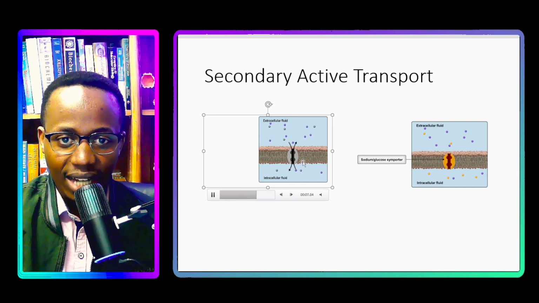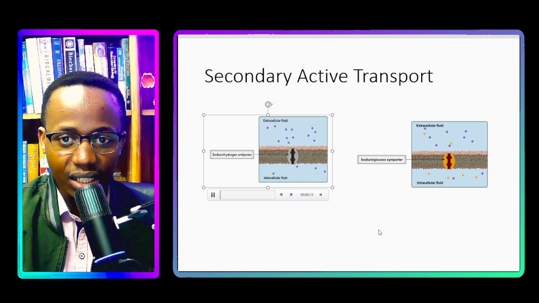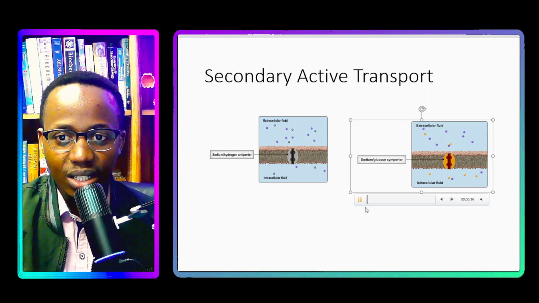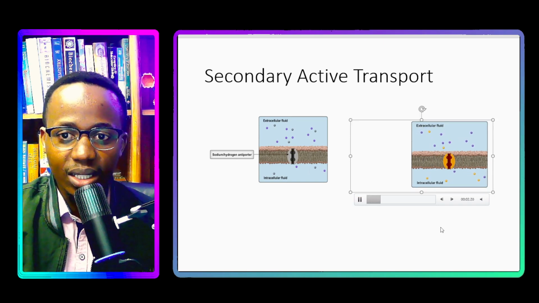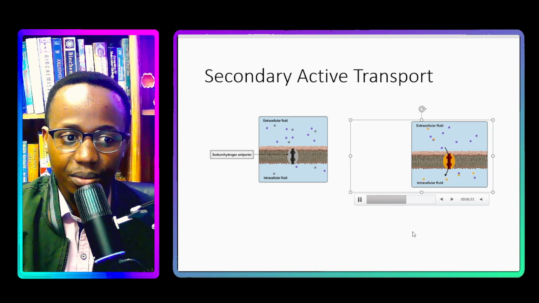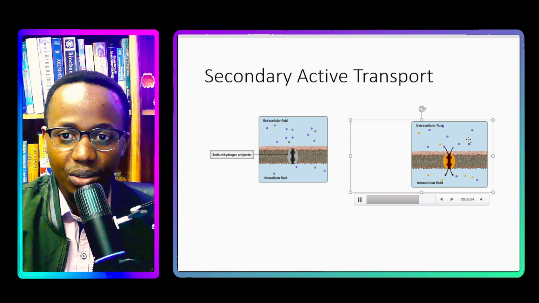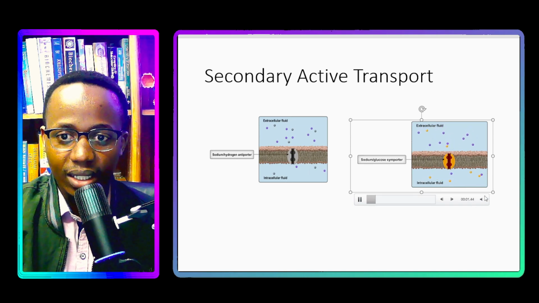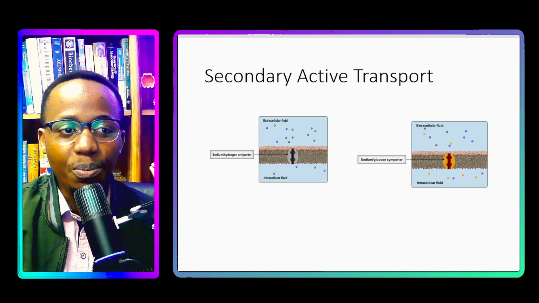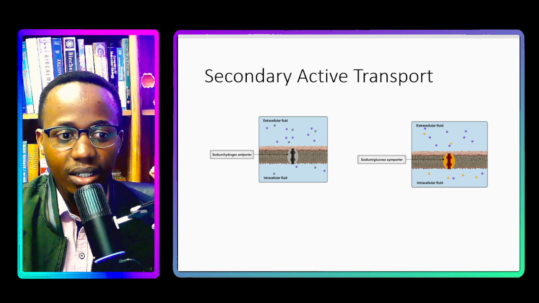This is secondary active transport, right? And of course, this is also using energy. And then another one is sodium glucose symporter. The symporter is the one where they are both going in the same direction, right? This is a sodium glucose symporter. All right, so they both go in the same direction, right? It's a symporter.